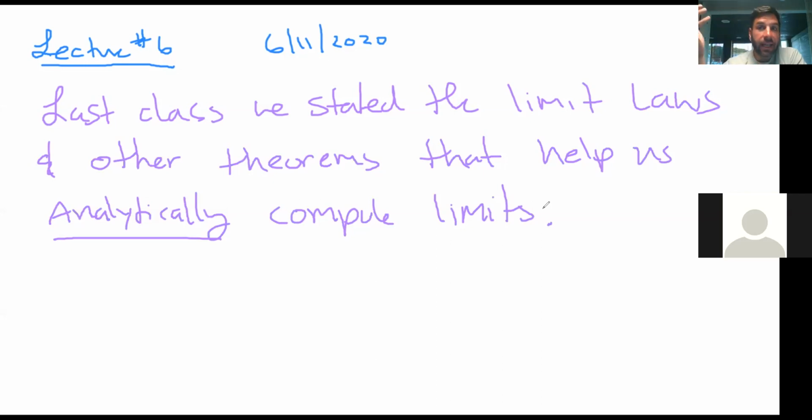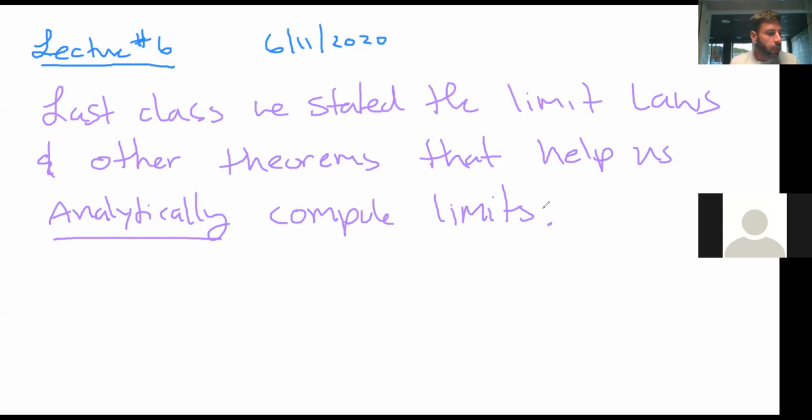You can investigate limits graphically. You can investigate limits using tables. You can verify your analytic work using graphing devices and tables. But the only way to logically deduce, 100%, the validity of a limit, you must use what we call these analytical tools. And we're going to ask you to do that this semester. It's got to be something you can do.